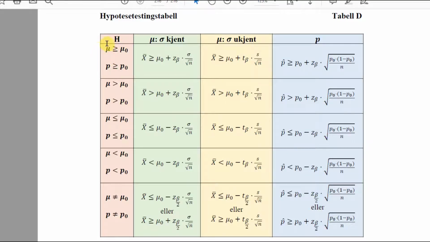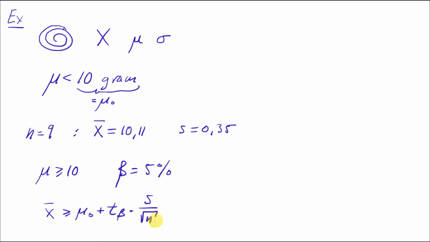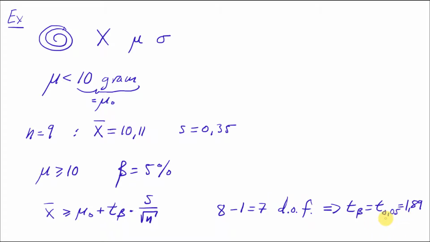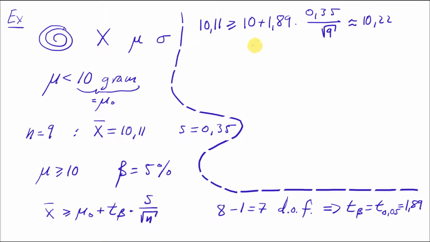Then, according to this hypothesis table, with this hypothesis and sigma unknown, we should investigate this inequality, with 7 degrees of freedom. Then according to the table, t beta is equal to 1.89. Then this inequality becomes this one here, and this right-hand side is approximately 10.22. So we see that the inequality is false.